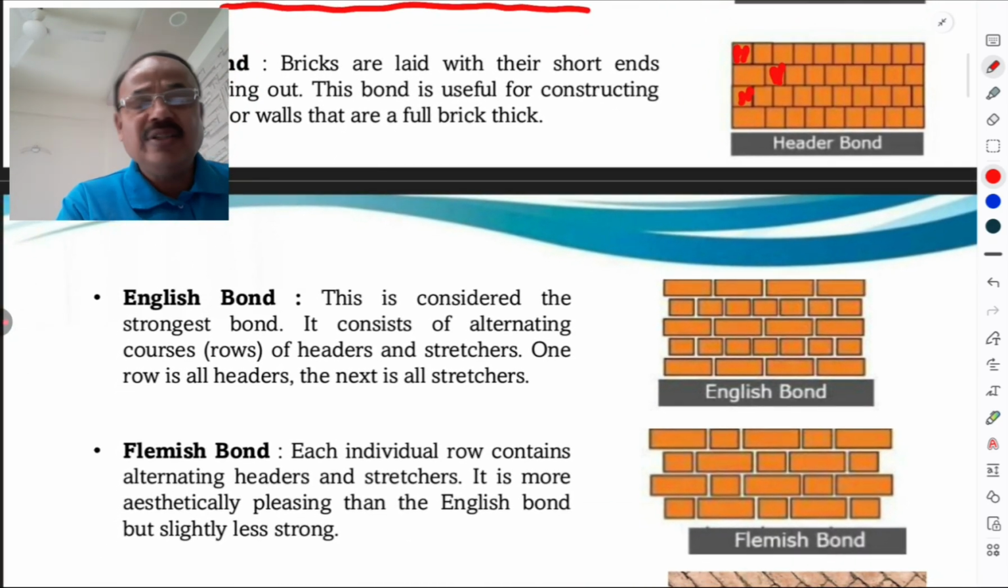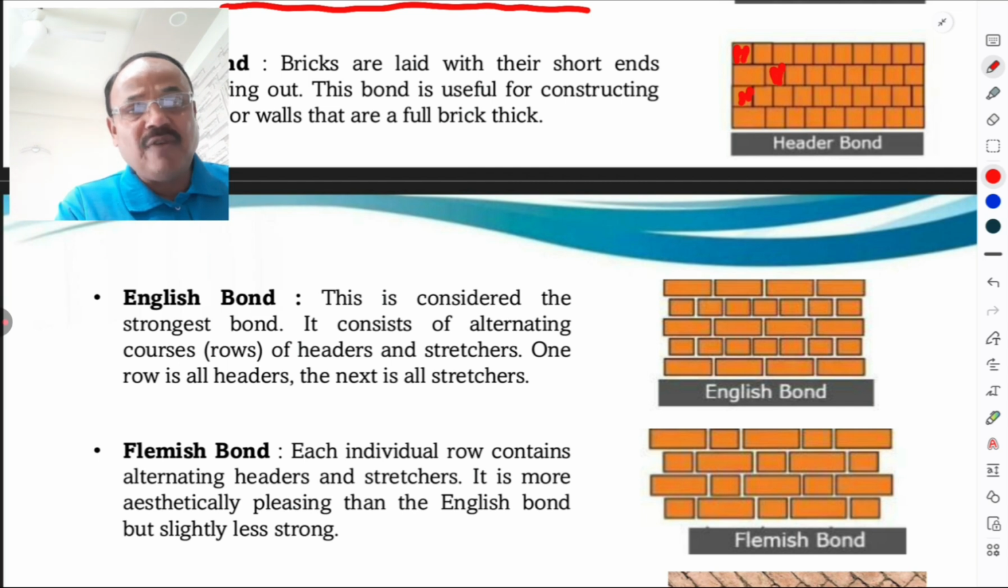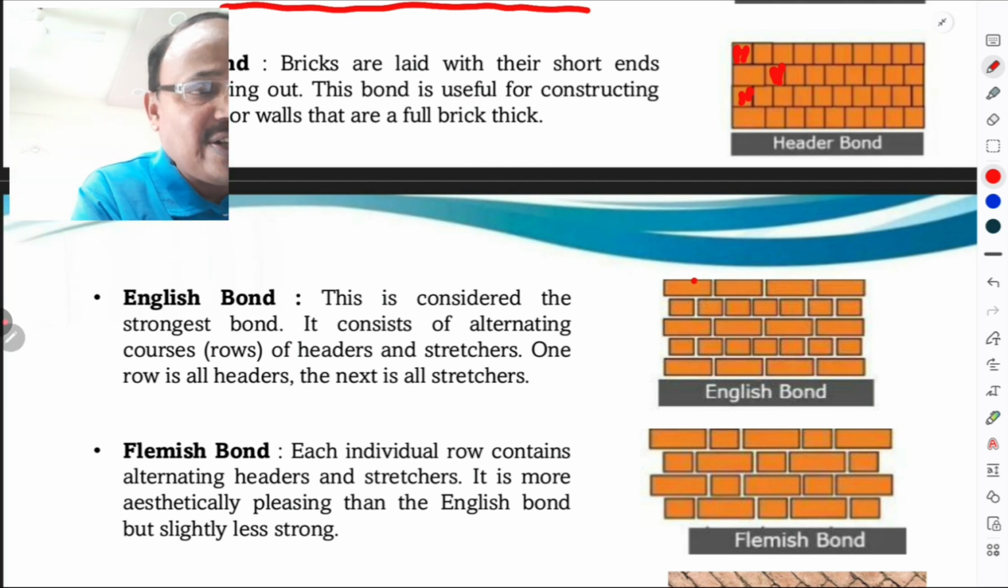Then English bond. This is a very famous bond. This is not James Bond. This is considered the strongest bond. It consists of alternating courses of headers and stretchers. One row is all headers and the next is all stretchers. All these are the stretchers, all these are the headers, all these are the stretchers, all these are the headers.